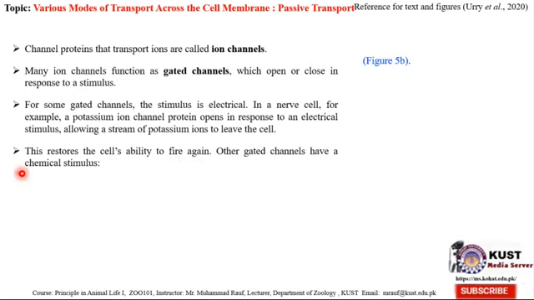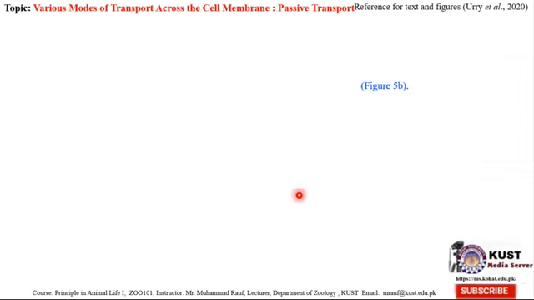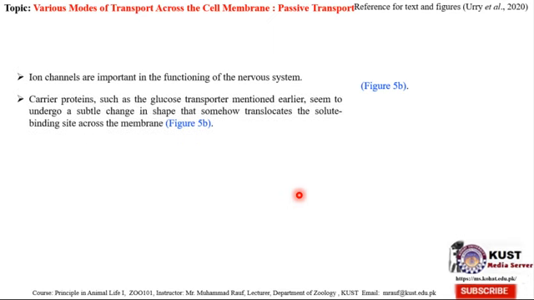Other gated channels have a chemical stimulus, so they open or close when a specific substance binds to the channel. Now remember that the substance which acts as a stimulus to the ion gated channels is not the one to be transported. So ion channels are important in the functioning of the nervous system.